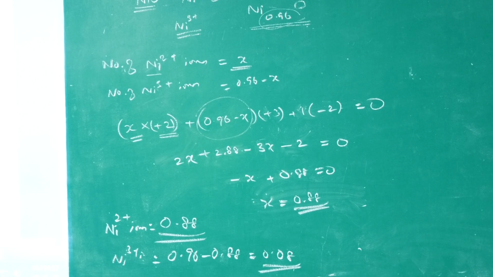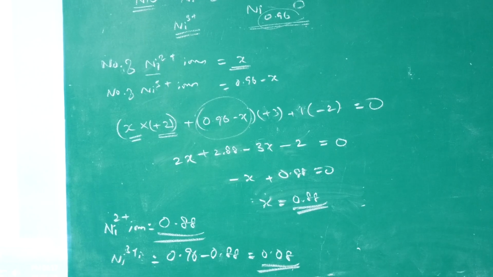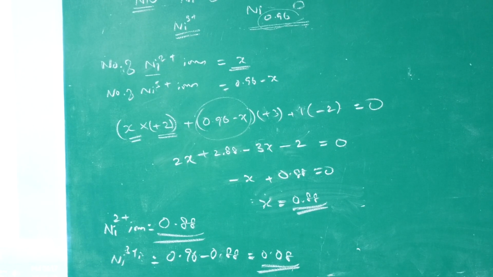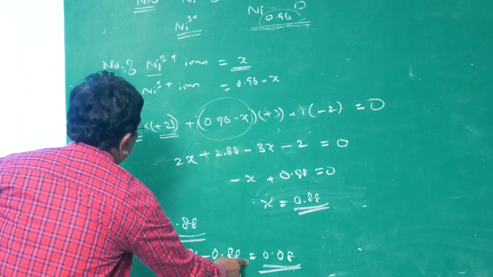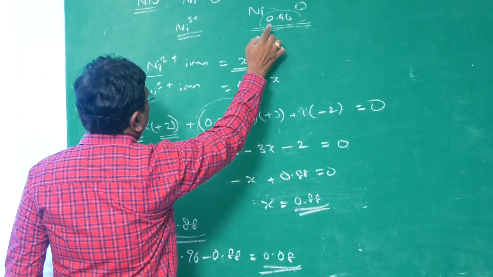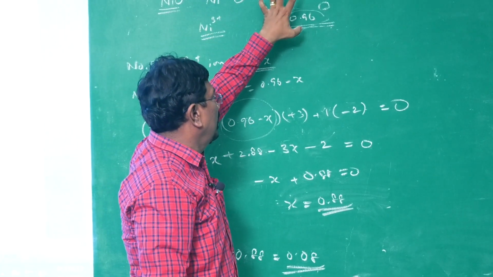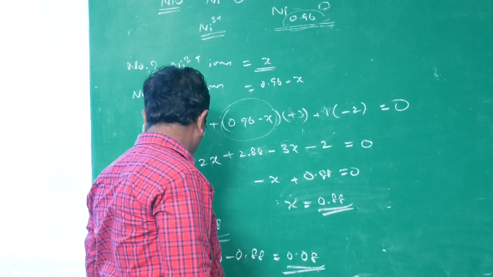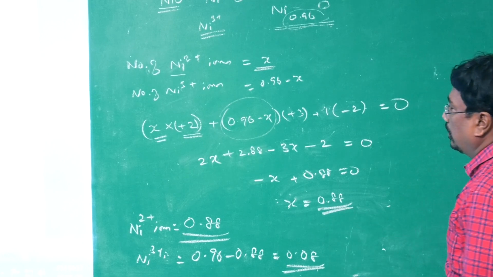What fraction of nickel? We have to calculate the fraction, not the percentage. The split up is only for 0.96. If we calculate the fraction, the whole is considered as 1. In 1, how much is Ni2+, how much is Ni3+, that will give the fraction.